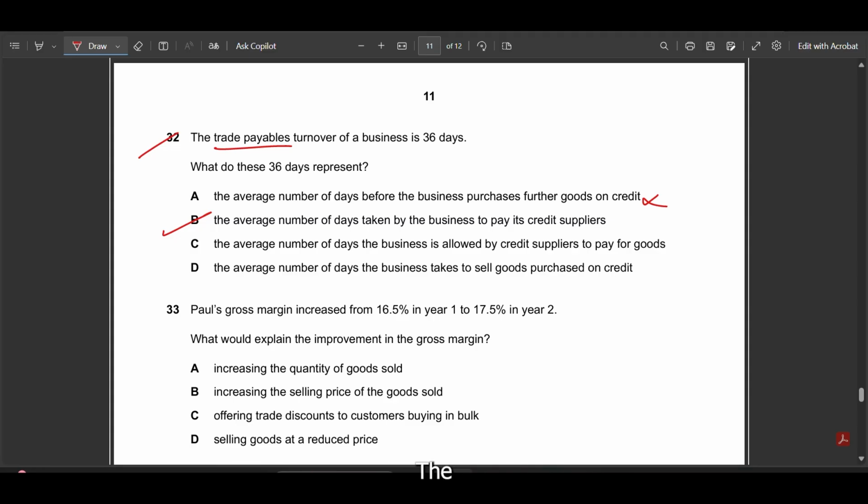The average number of days the business is allowed by credit supplier to pay for goods. Okay. D, the average number of days the business takes to sell the goods purchased on credit. No. C and D again is eliminated, because the D option is talking about selling the goods. So this is again nowhere related to trade payable. And C again is not the right one. So the correct option would be option number B.